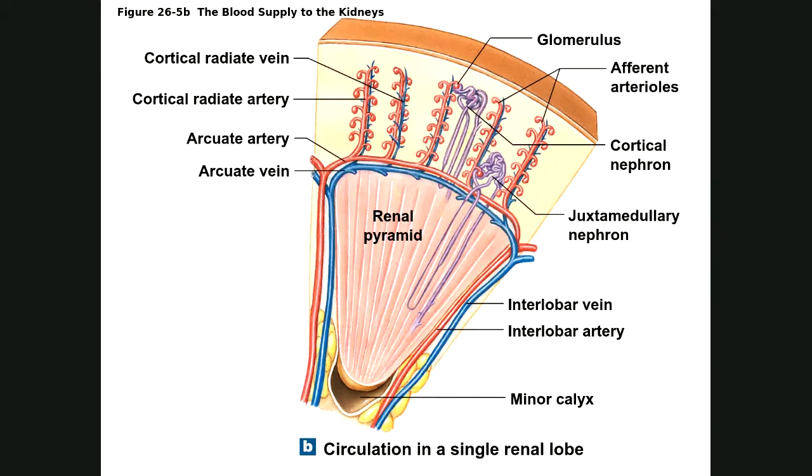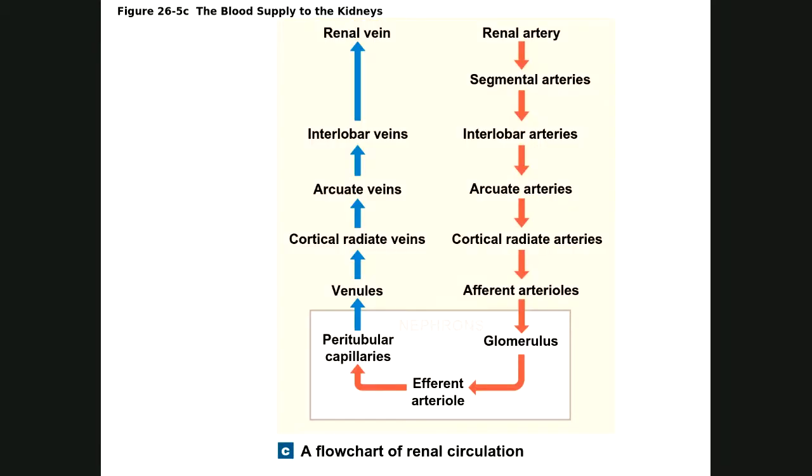And then we can zoom in just on a renal lobe, one single renal lobe, and you can see branching even further as it leads up to the glomerulus. So this is another really good shot of those structures. This shows the pathway of blood flow through, starting at the renal artery, moving through the nephron, and then exiting back out the renal vein.